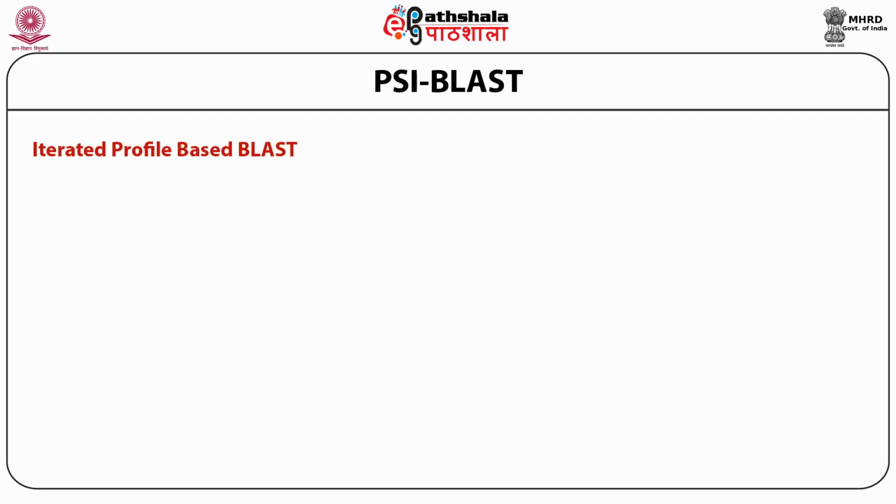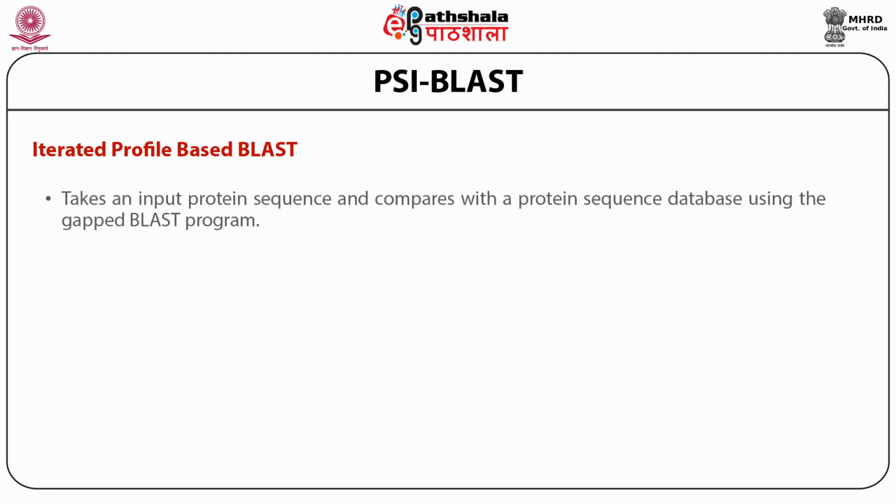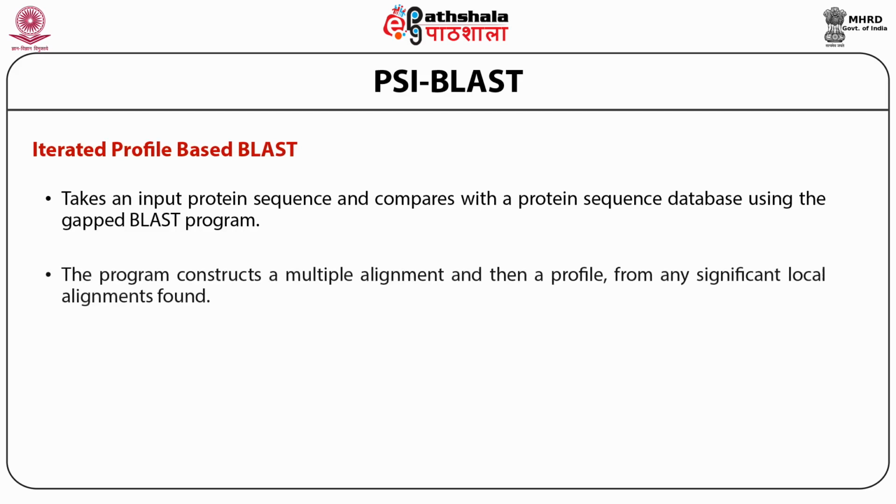So iterated profile-based BLAST, sometimes also known as PSI-BLAST, is a method which overcomes the problem of gaps in our alignment, which is not being handled by PSWM. So what is this? In this approach, you take an input protein sequence and compare it with a protein sequence database using the gapped version of the BLAST algorithm, which we had already discussed. The output of this is then used to construct a multiple alignment and then a profile, or position specific weight matrix, from any of the significant local alignments that are found.